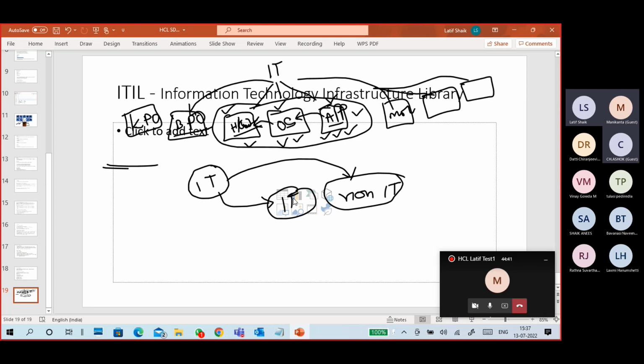For example, you went to a normal shop, maybe a DMart kind of store. It is not an IT industry, right? But there are computers, there is internet, there are applications, there is an operating system, there are payments like swiping a card.